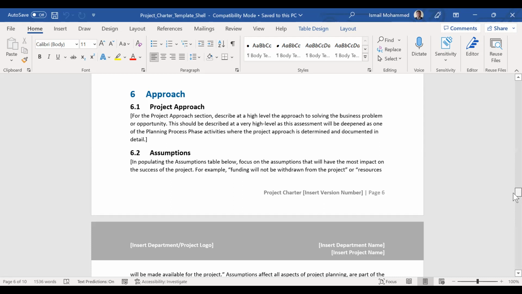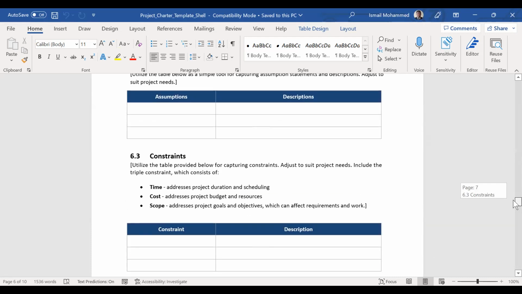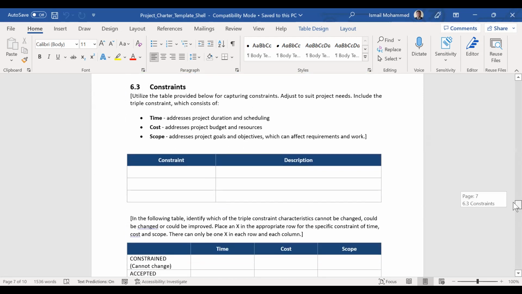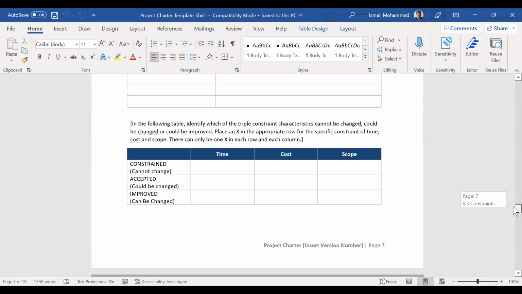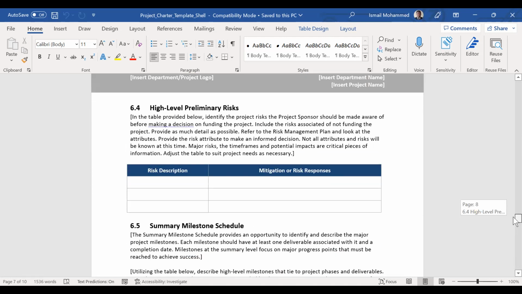So this project charter has to be signed off every time, and the constraints. Remember I discussed on one slide the project constraints. This is what it is, constraints. You need to capture the constraints. And this project has to be accepted. And if there is any improvement, you need to put that improvement. And then risk, you need to capture the risk.